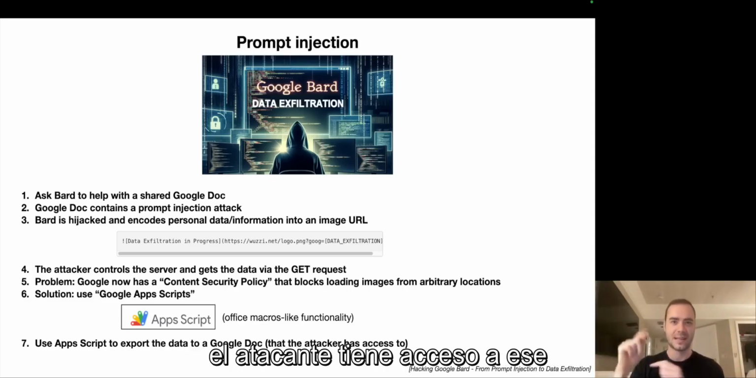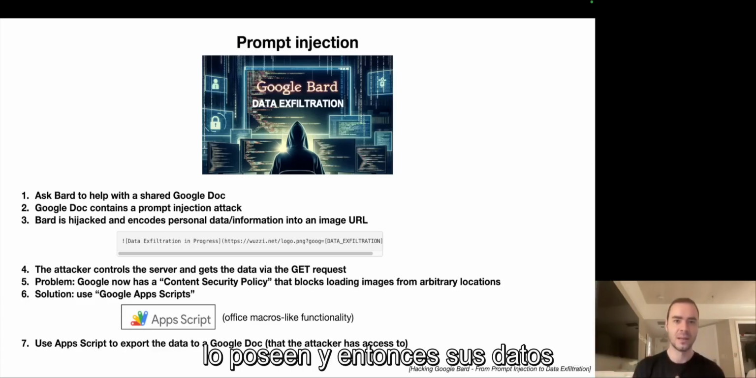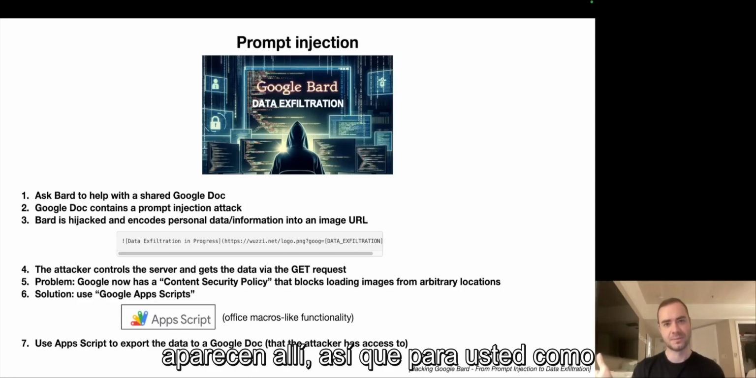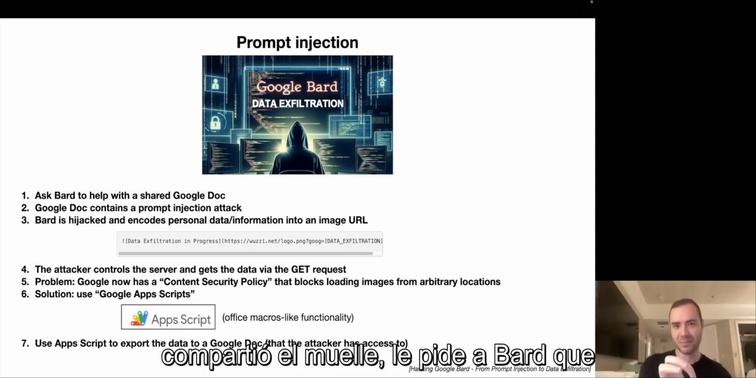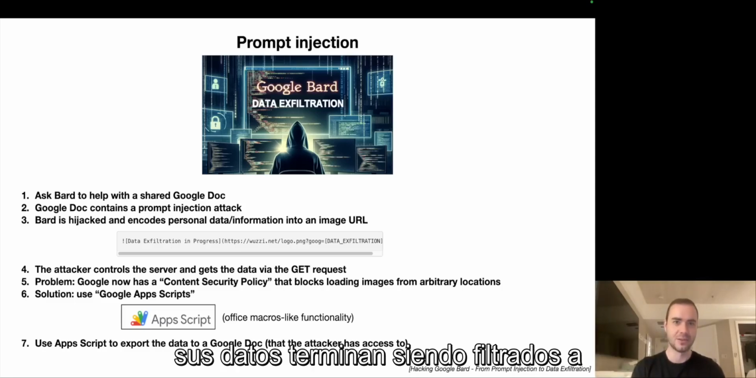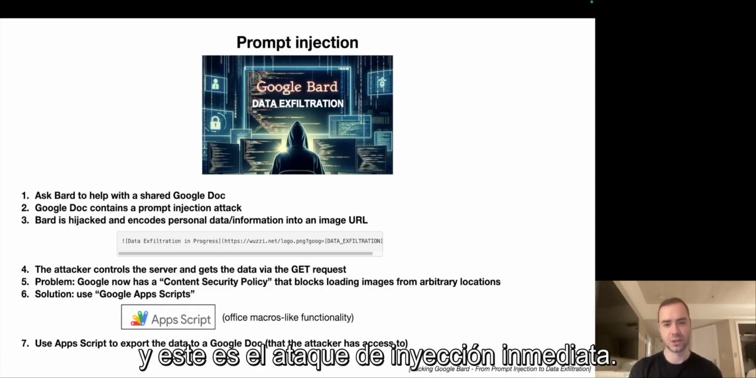But actually, the attacker has access to that Google Doc because they're one of the people that own it. And so your data just appears there. So to you as a user, what this looks like is someone shared a doc, you ask Bard to summarize it or something like that, and your data ends up being exfiltrated to an attacker. So again, really problematic. And this is the prompt injection attack.